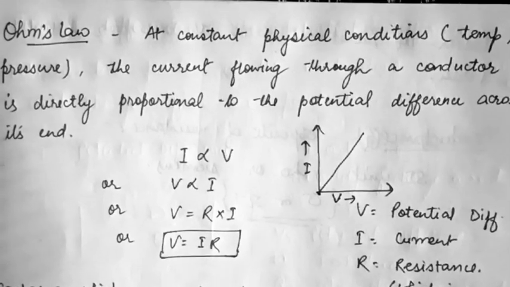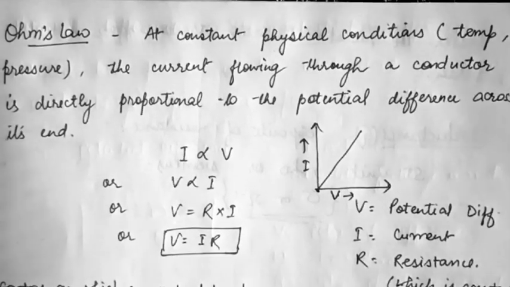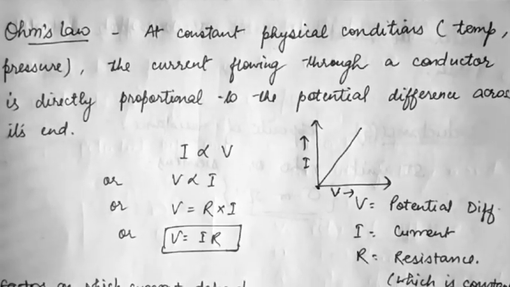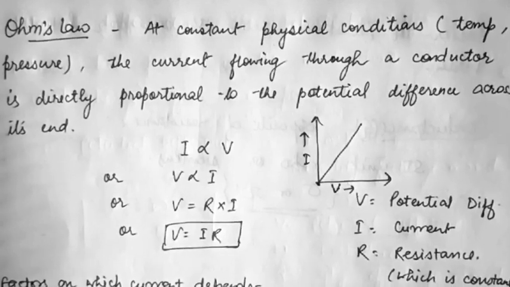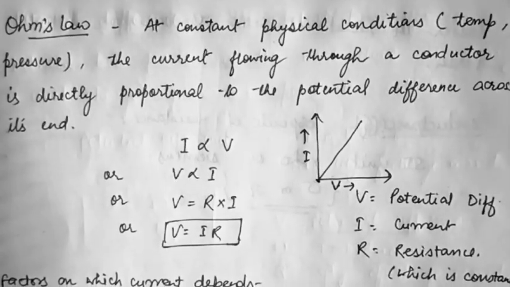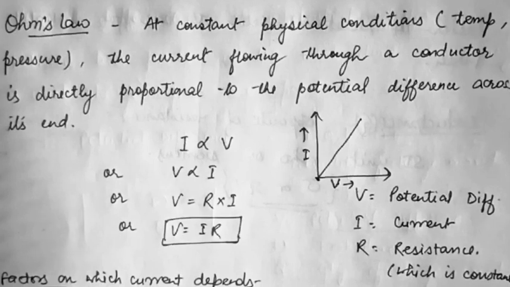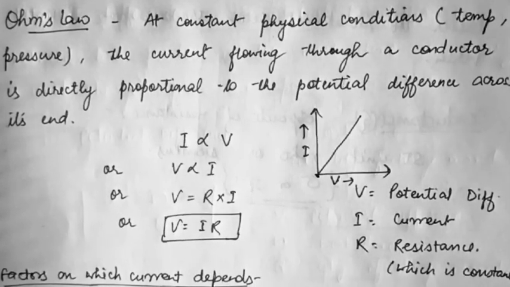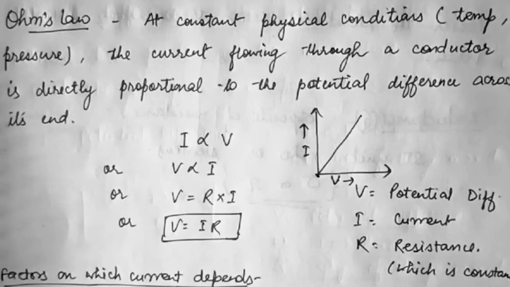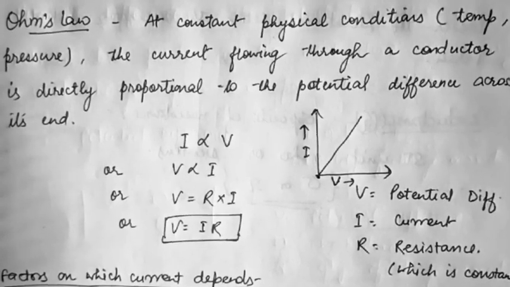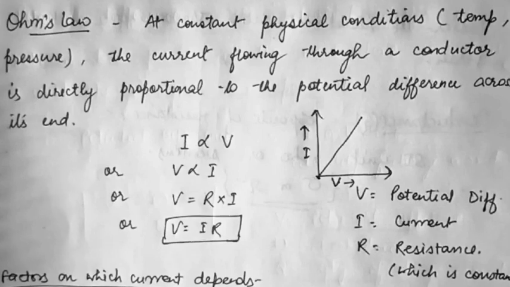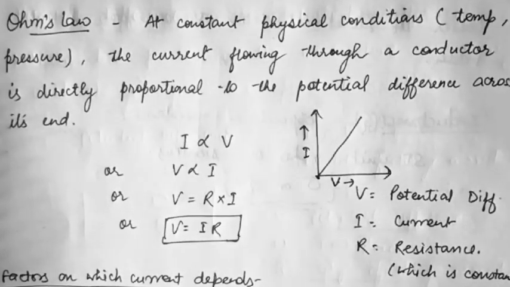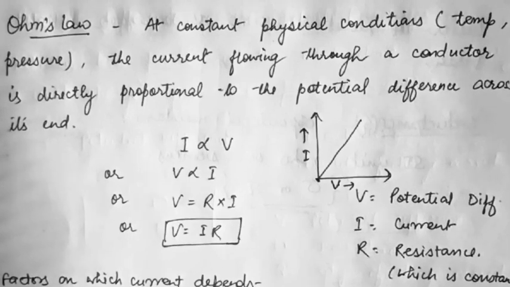So if we have to define Ohm's law, what is Ohm's law? At constant physical conditions, like temperature and pressure, whenever we talk about Ohm's law we take a certain temperature, and at that temperature only we talk about the relation between voltage and current. So at constant physical conditions like temperature and pressure, the current flowing through a conductor is directly proportional to the potential difference across its ends.